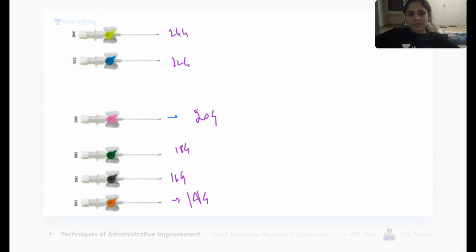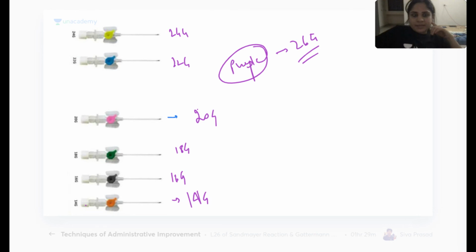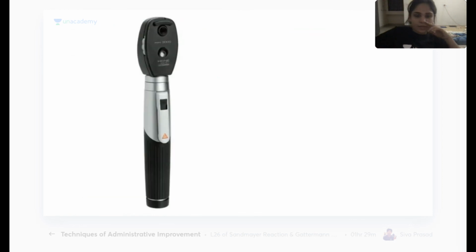If I put a purple one, what will that be? Purple one is how many gauge? 26 gauge, very good. In pediatrics, which ones may we use? Yellow 24 gauge and purple 26 gauge. All right. Identify this. Tell me its use.